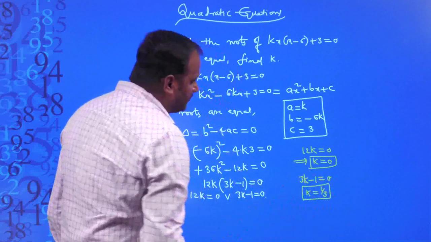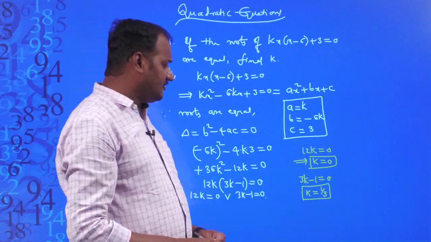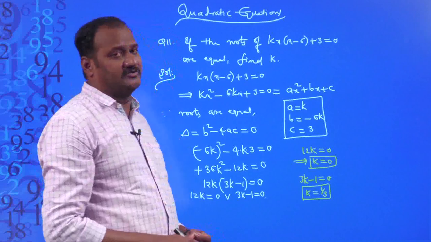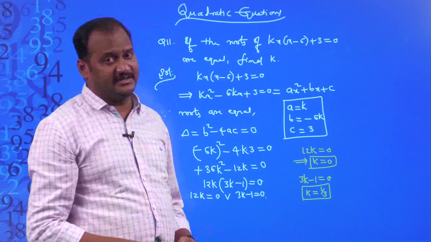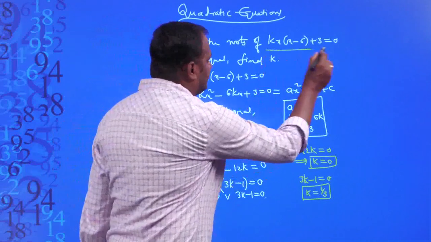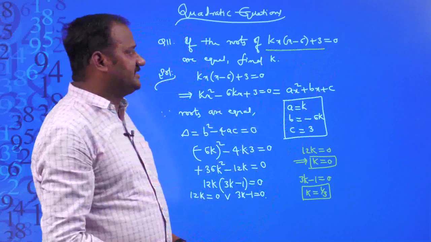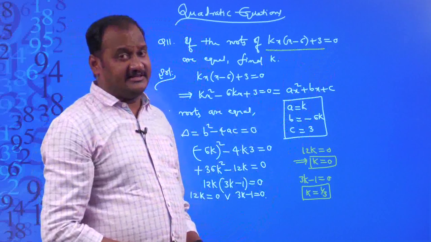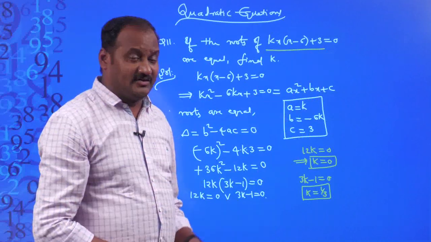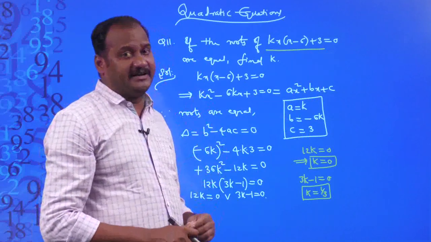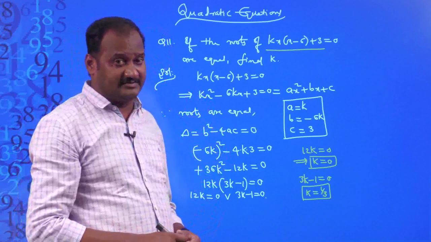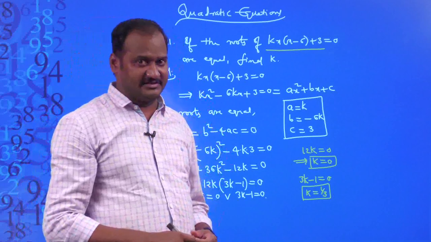This is one more value of k. Now, can we write k is equal to 0 and k is equal to 1 by 3 are the values of k? We should not. We will have to think about the given problem, that the given problem is kx into x minus 6 plus 3 equal to 0. That is being a quadratic equation. When it is said to be a quadratic equation, we discussed in the very beginning about ax square plus bx plus c is equal to 0, where a is not supposed to be 0. That is the definition. Okay?